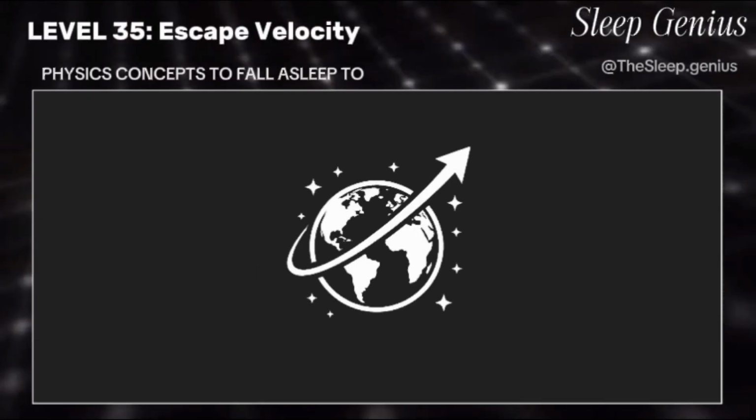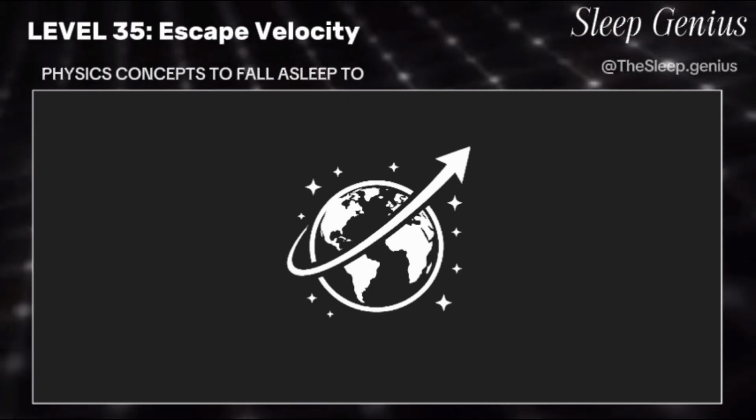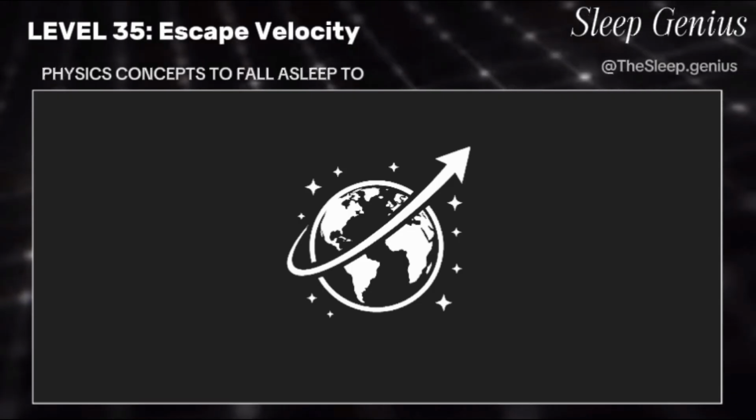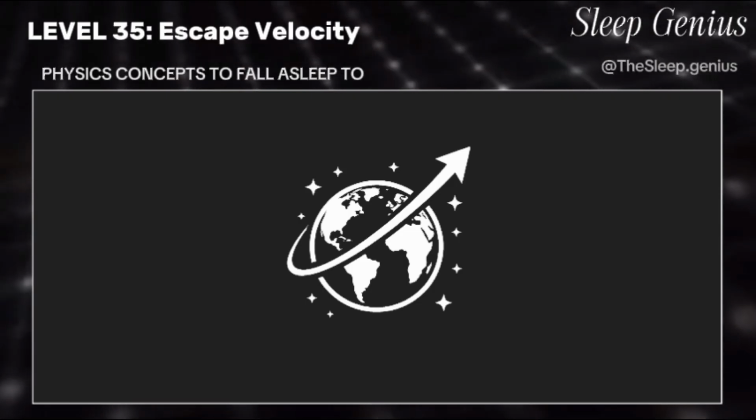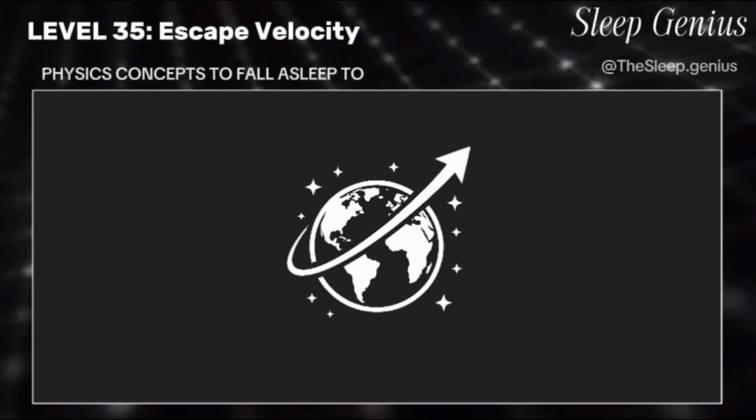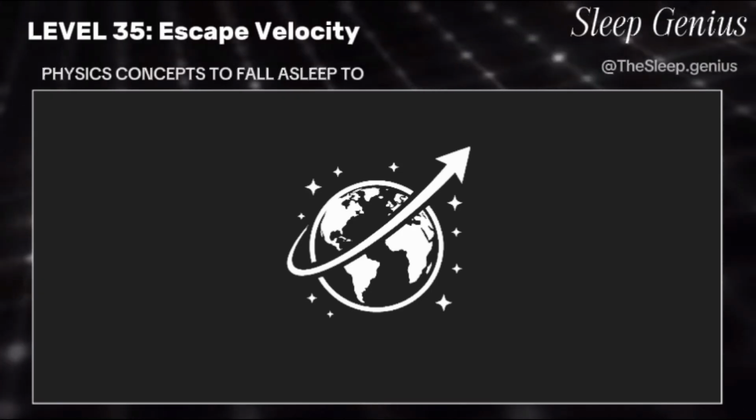Escape velocity is the speed an object must reach to break free from the gravitational pull of a planet or celestial body without further propulsion. It is not about moving fast for a short time, but having enough energy to overcome gravity completely. Imagine a rocket trying to leave Earth. It must reach this critical speed to move into space.